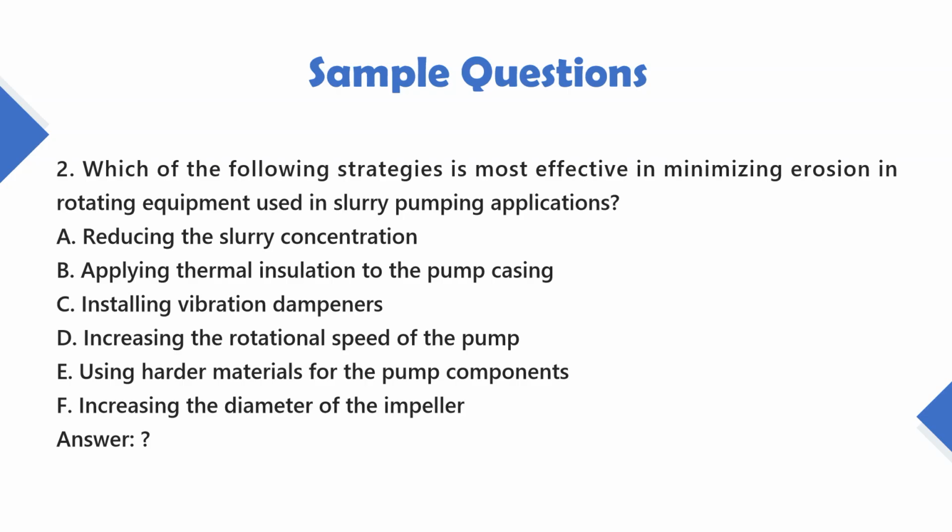2. Which of the following strategies is most effective in minimizing erosion in rotating equipment used in slurry pumping applications? A. Reducing the slurry concentration. B. Applying thermal insulation to the pump casing. C. Installing vibration dampeners. D. Increasing the rotational speed of the pump. E. Using harder materials for the pump components. F. Increasing the diameter of the impeller.